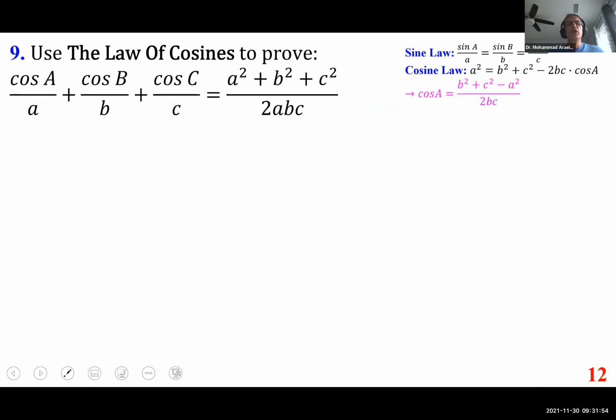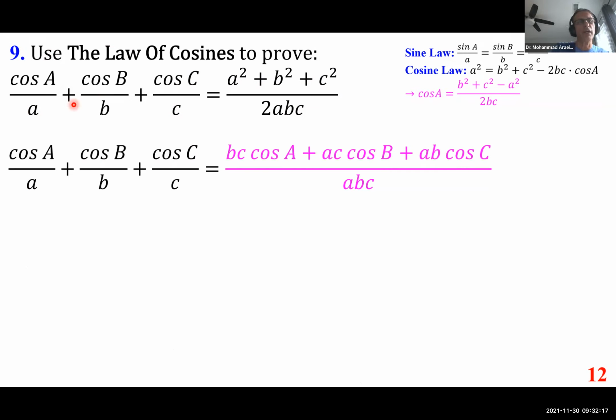We want to use the law of cosines to prove the left side, cosine A over A, cosine B over B, cosine C over C, is equal to the right side, A squared plus B squared plus C squared over 2ABC. And you can start from one side, normally the more complicated one. And I would say this one because we can take a common denominator of ABC. So on the left side here, if I take a common denominator of ABC, I have to multiply this one by BC, this one by AC, and this one by AB. This is what we have.